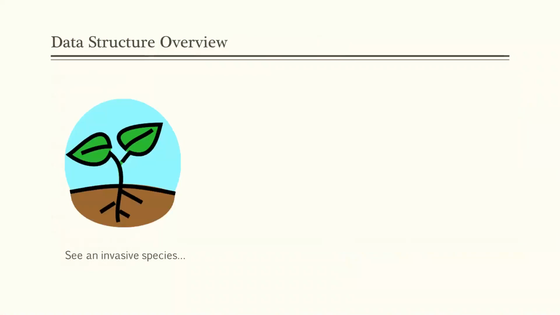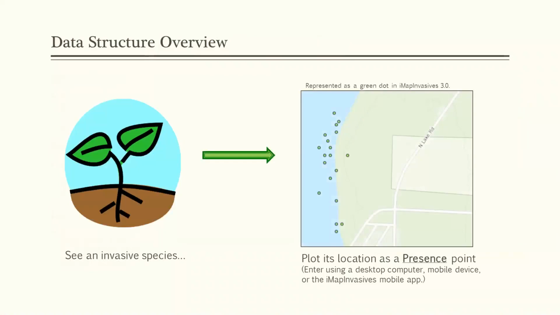So the basic structure of the iMap program is as follows, and we're going to go through each data type one by one. If you're out in the field and you see an invasive species, how you're going to incorporate that into iMap is by plotting its location as a presence point. Each presence point, once it's confirmed, is represented as a green dot on the map. And you can enter presence data using either a desktop computer, your mobile device, or also the iMap mobile app as well.